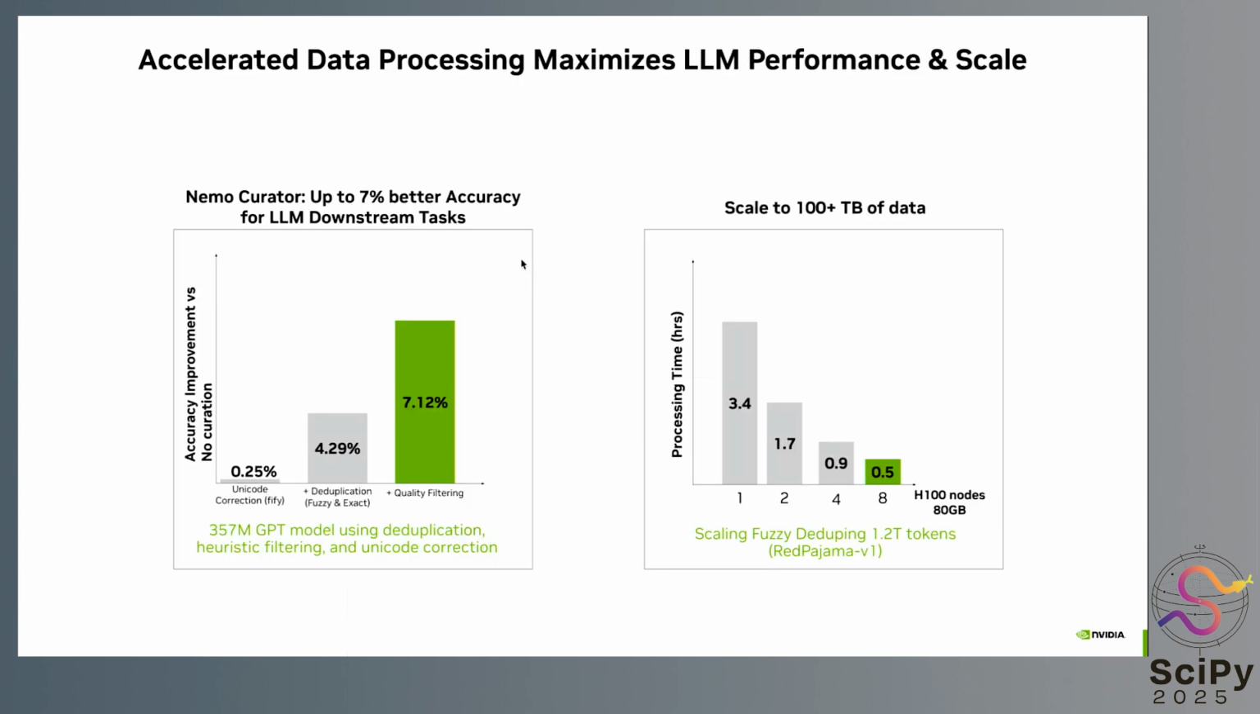And there are 2 messages I'm trying to pass here. The first is that by removing the low quality data, we can significantly improve the accuracy for the LLM downstream tasks. And from the scalability perspective, when you are training the foundation model, you have a lot of data, you want to scale it to 8 GPUs or an H100 node, you can see a significant improvement in the processing time.